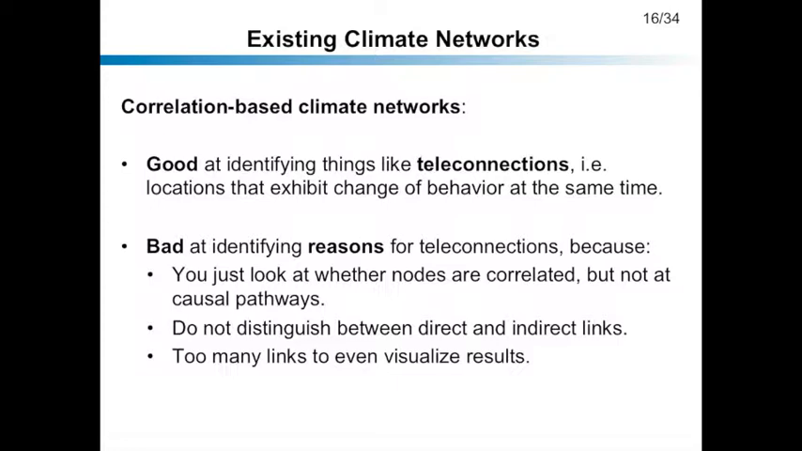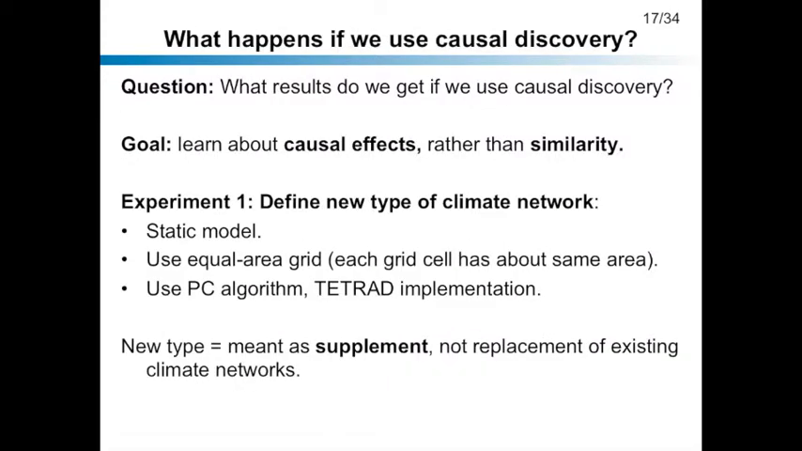So again, the existing correlation-based climate networks are really good at identifying Taylor connections, but they're bad at identifying the reasons for the Taylor connections, because you just look at whether nodes are correlated, but not at causal pathways. As a consequence, you don't distinguish between direct and indirect links. And the last thing is that you get so many links, you can't even plot the network itself, so that doesn't help either if you can't visualize it.